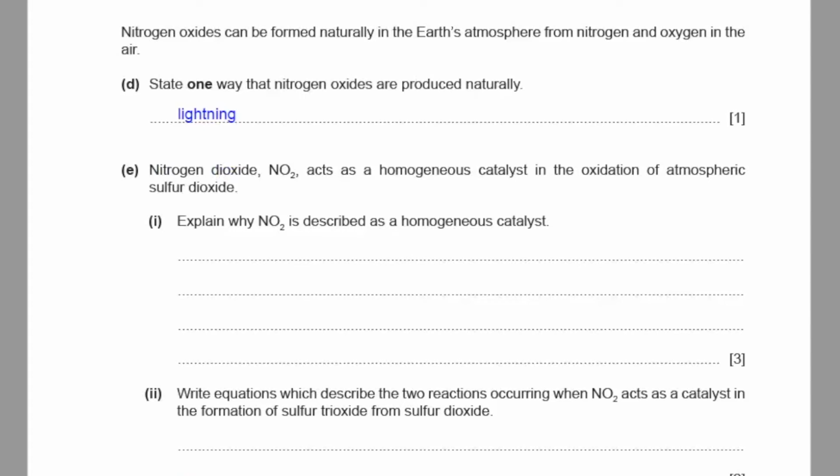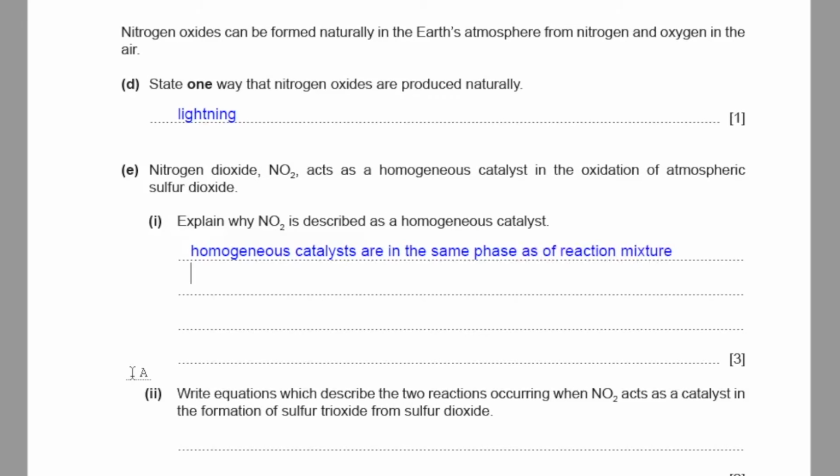Part E, nitrogen dioxide acts as a homogeneous catalyst in the oxidation of atmospheric sulfur dioxide. Part 1, explain why nitrogen dioxide is described as a homogeneous catalyst. Since this question has been given 3 marks, you have to write 3 separate points by explaining what a catalyst is, what it does, and what homogeneous means. Okay, so first I'll explain what homogeneous catalysis is all about. Homogeneous catalysts are in the same phase as the reaction mixture.